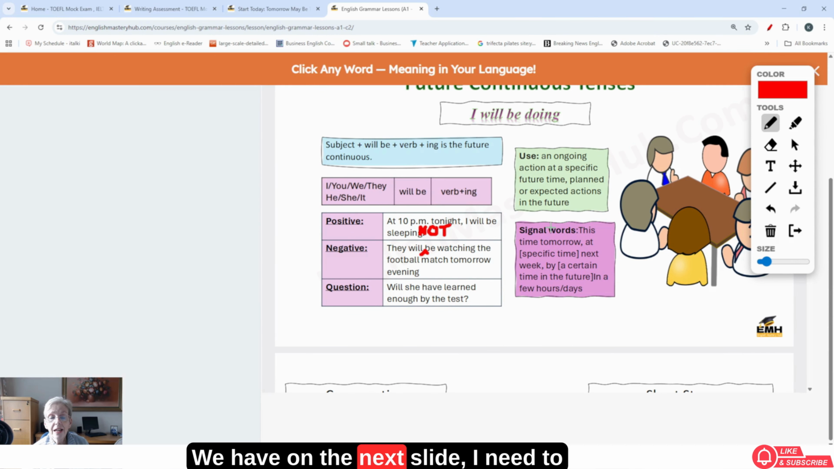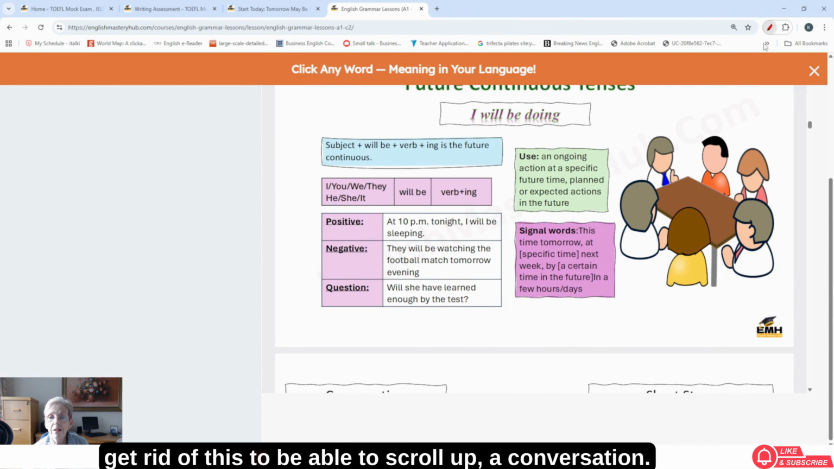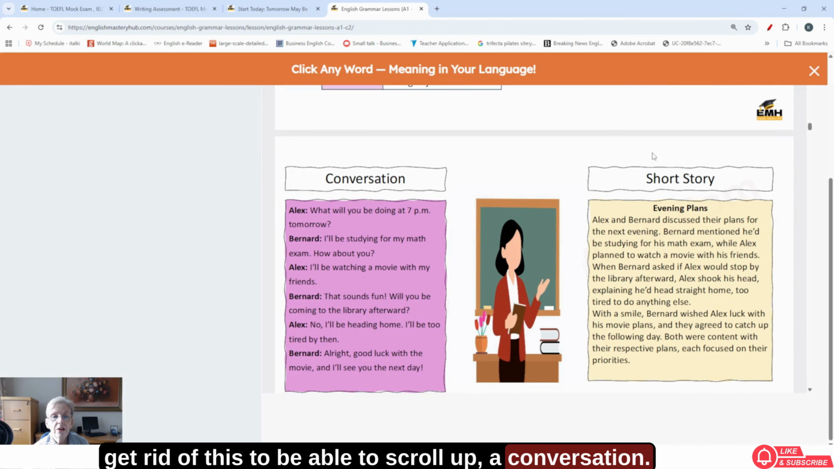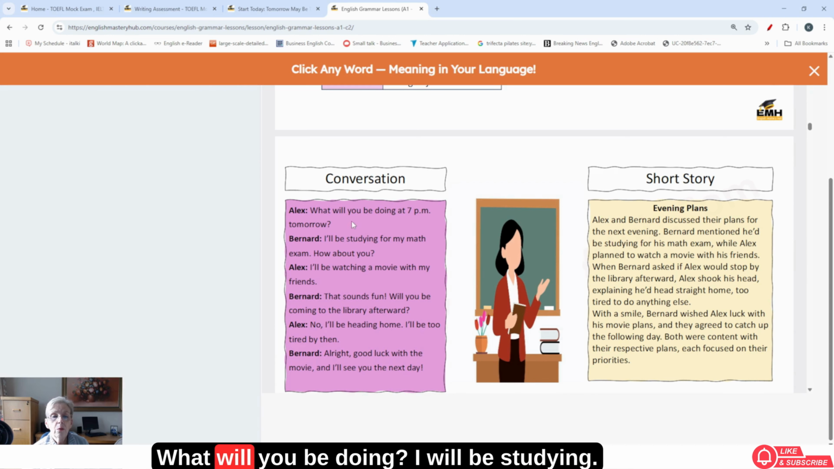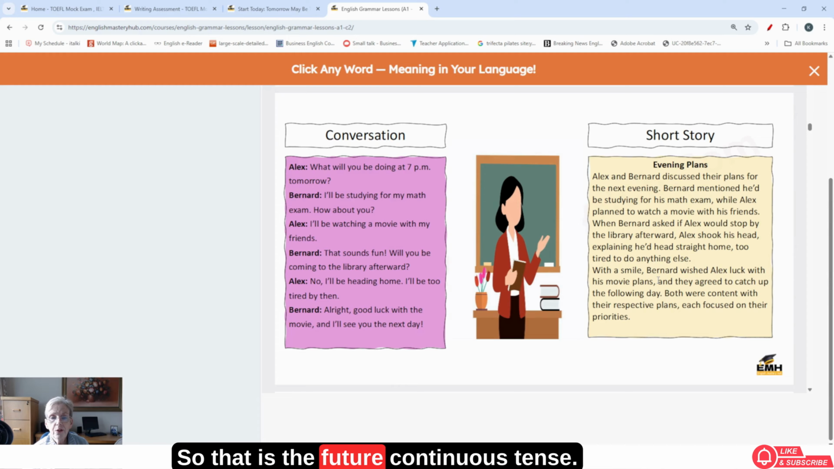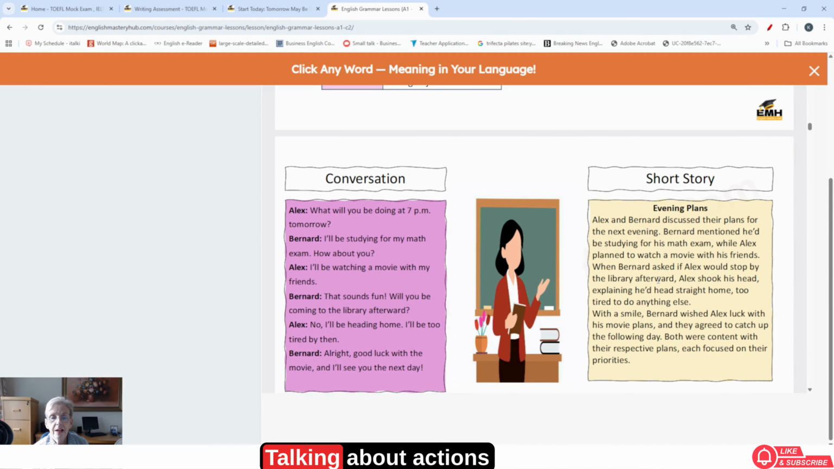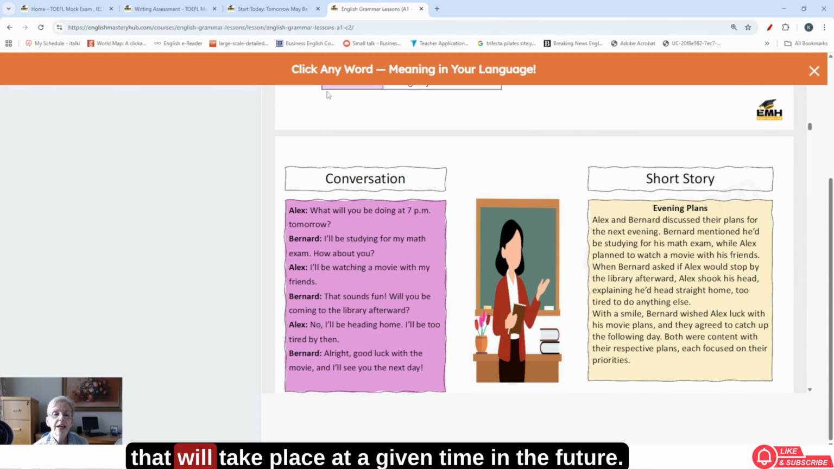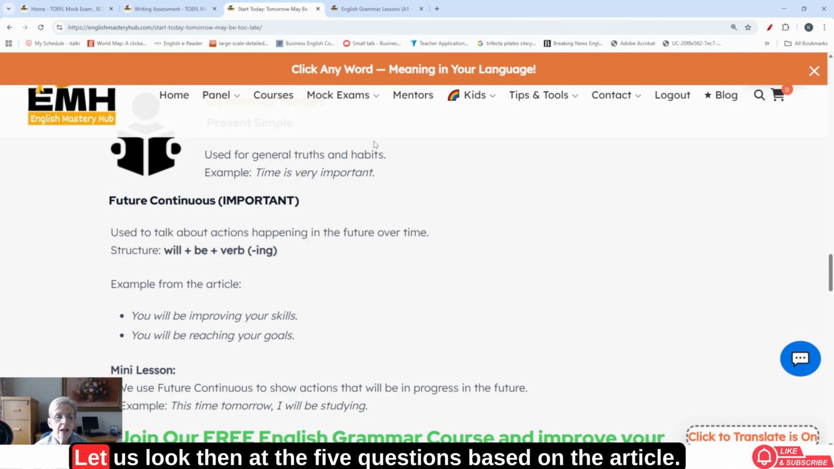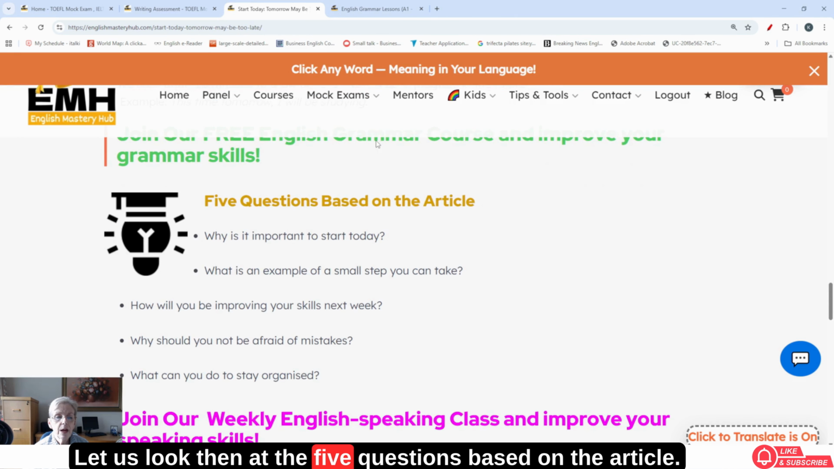We have on the next slide a conversation. What will you be doing? I will be studying. Will you be coming? And then a short story. So that is the future continuous tense, talking about actions that will take place at a given time in the future. Let us look then at the 5 questions based on the article.